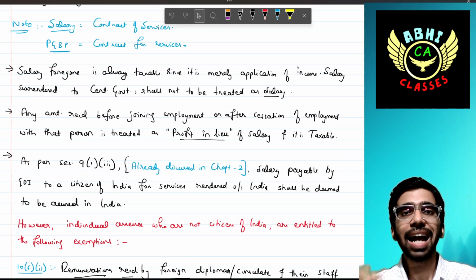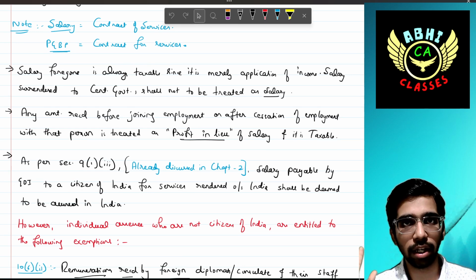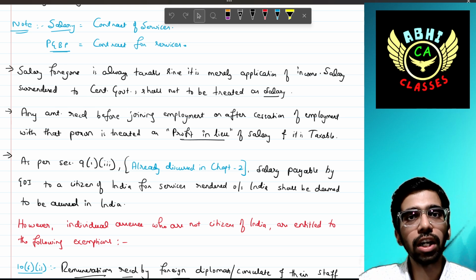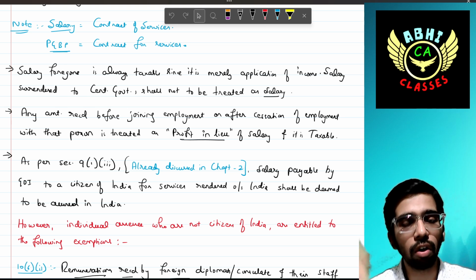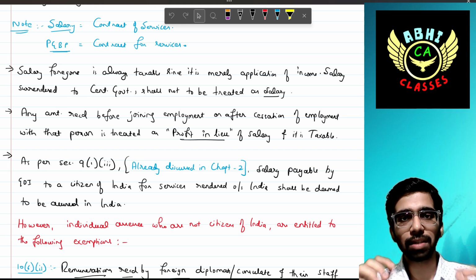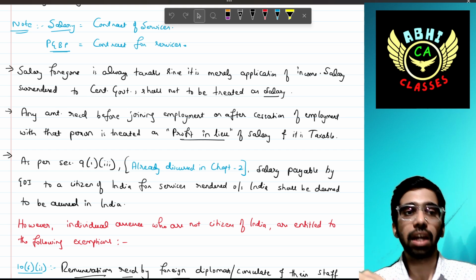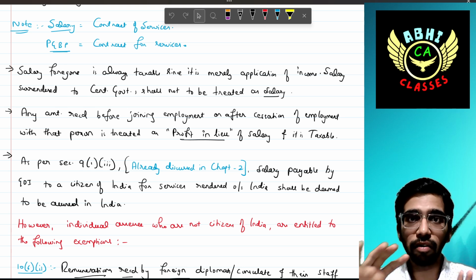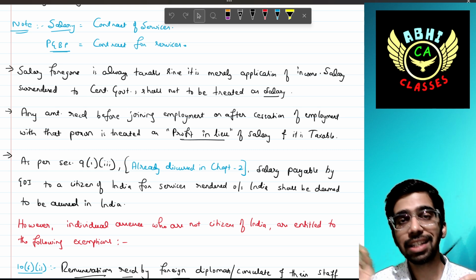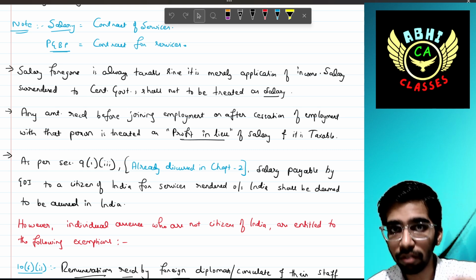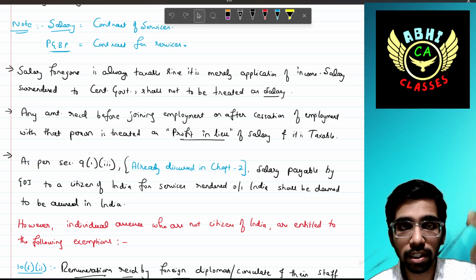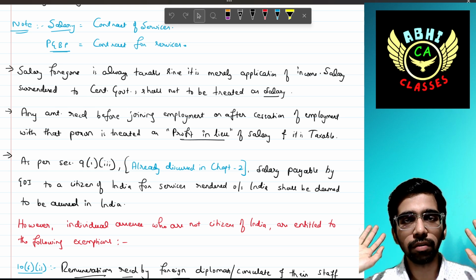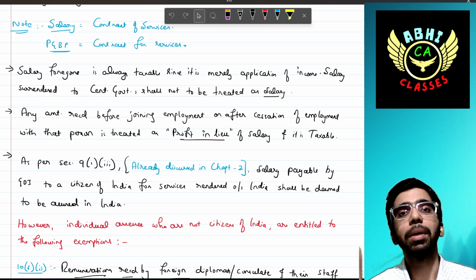Next, salary foregone. I will not accept my salary, I do not need my salary. That is called salary foregone. It is always taxable because it is merely an application of income. Salary foregone is treated as application of income, a meaning we have discussed in the first basic chapter, and it will be taxed. But salary surrendered to the central government shall not be taxed as salary.